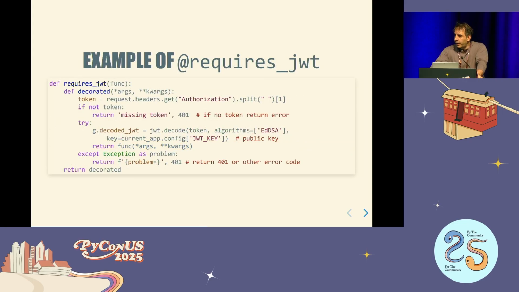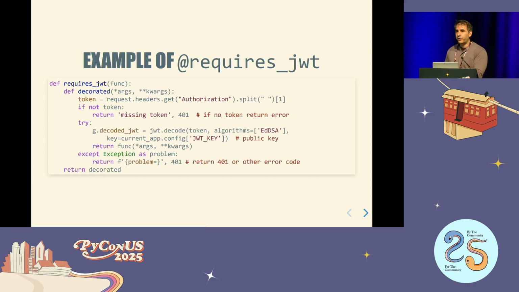Okay, so how would we write an example of the requires JWT decorator? Oh, I should mention, if you're not familiar with decorators, they're one of the coolest features of Python, in my opinion. You write a function which takes in another function, modifies it, and gives you back the modified function. So you can do a lot of really neat things, and you can also make your code super confusing. So great feature. So in this case, we've got our decorator requires JWT.